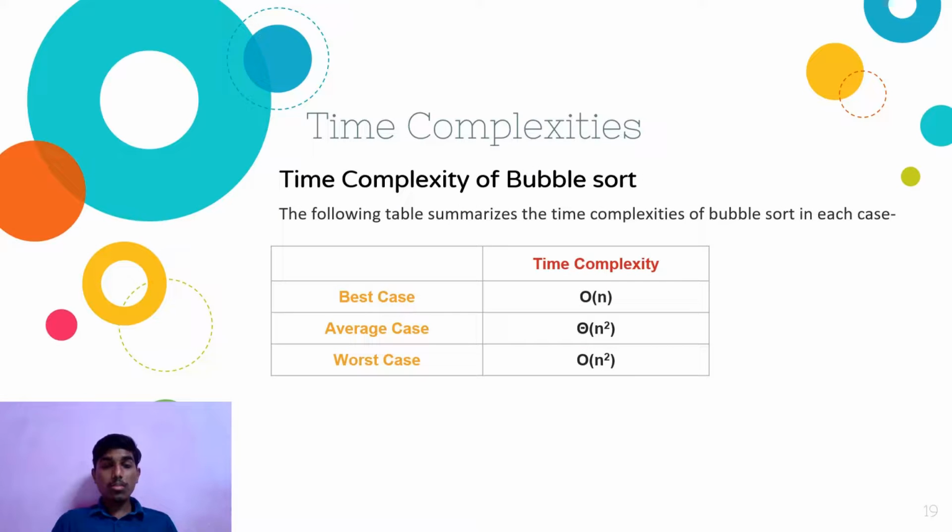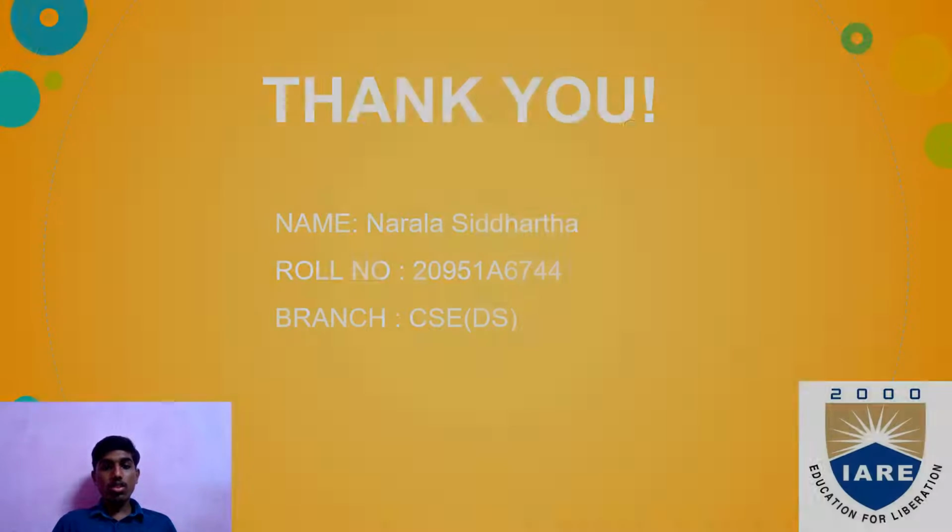The time complexity of the bubble sort is given below. The best case is order of n. The average case is order of n square. The worst case is order of n square.